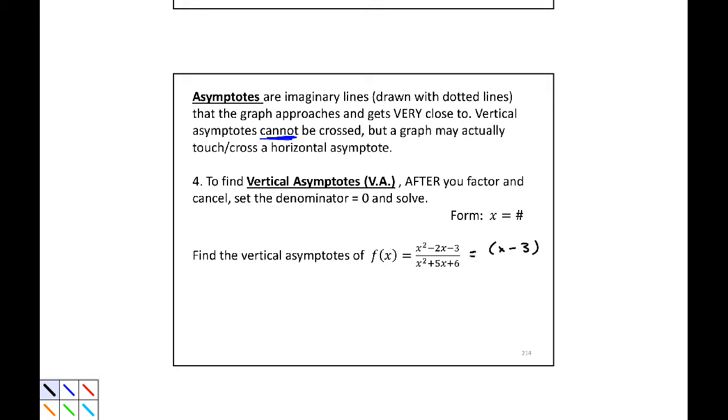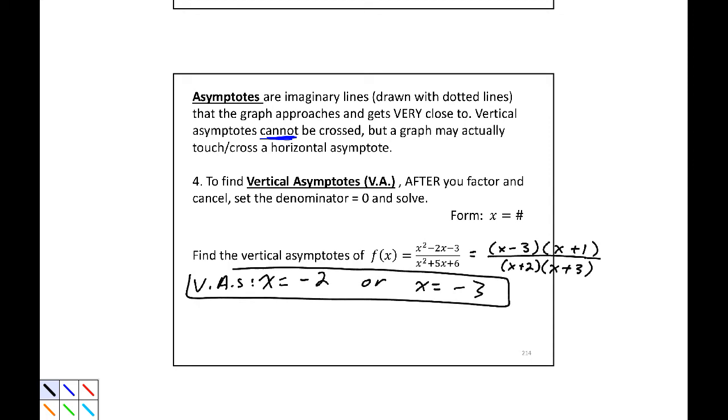This function, x squared minus 2x minus 3 is the numerator, divided by the denominator, x squared plus 5x plus 6, factored as x minus 3 and x plus 1 as the numerator, and our denominator was x plus 2 and x plus 3. Now, because our denominator is equal to 0 when x equals minus 2, or when x equals minus 3, and no factors cancel, these are our vertical asymptotes. X equals negative 2 and x equals negative 3. Two vertical lines.